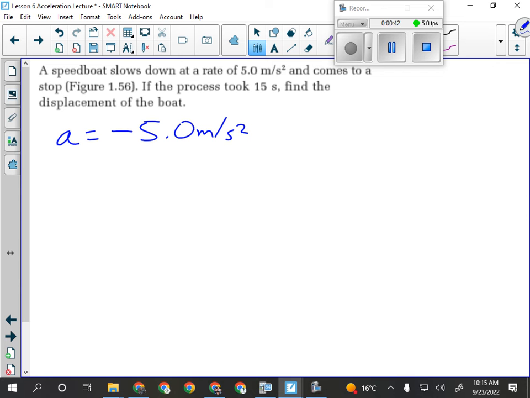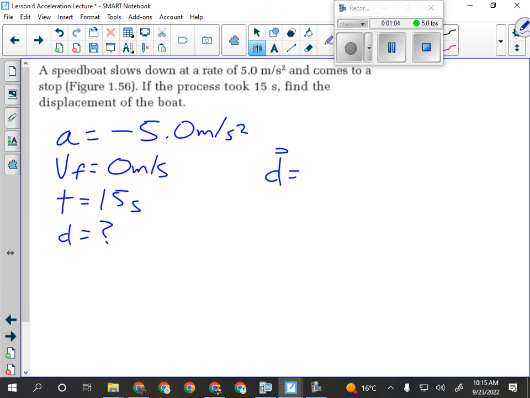What did they just tell me there? Zero. Final velocity is zero, right? The process takes 15 seconds. Find the displacement. What formula am I going to use? Right, I'm going to use this one.